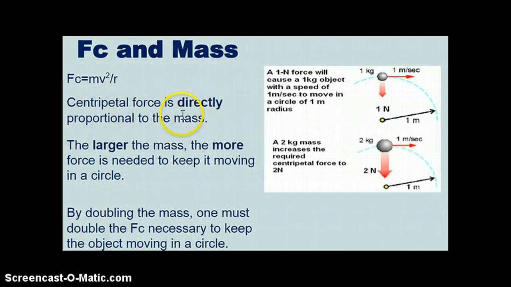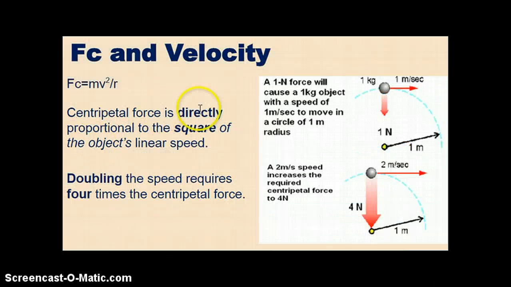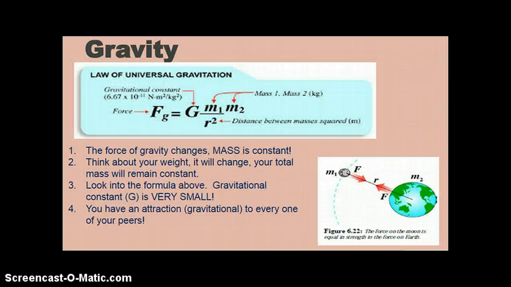It's directly proportional to the mass, and it's directly proportional to the square of the object's linear speed. So when we move into how gravity works, gravity can provide the centripetal force. The math gets a little bit more complex, but we're not going to be having to solve problems. We're simply going to look at the ratio, where the gravitational constant is capital G.